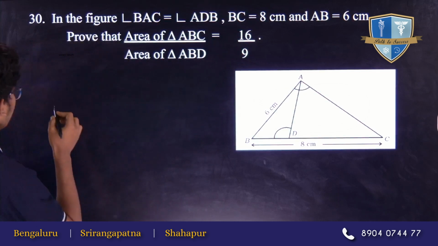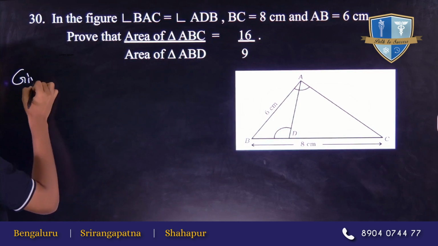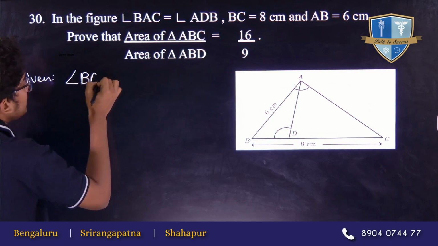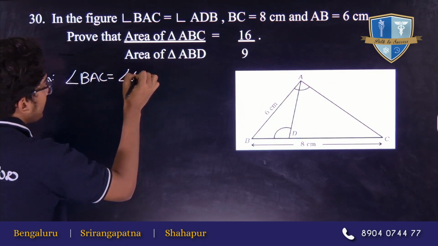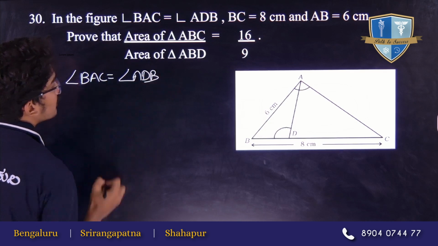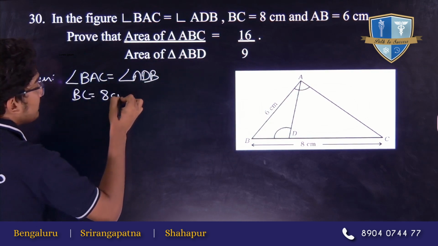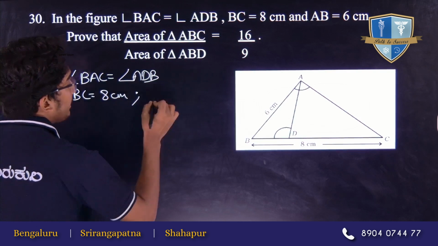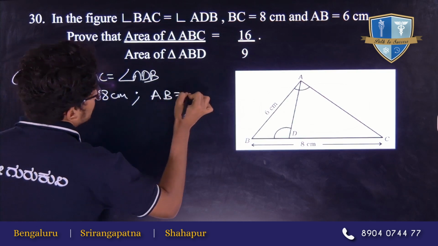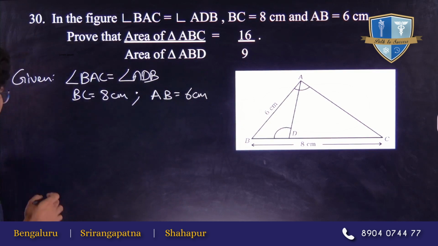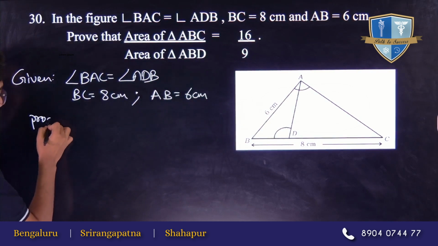So first of all, we'll write the given data. Given data is angle BAC is equal to angle ADB. Next, BC length is given as 8 centimeter and AB length is given as 6 centimeter. Correct? Now, let's start our proof.